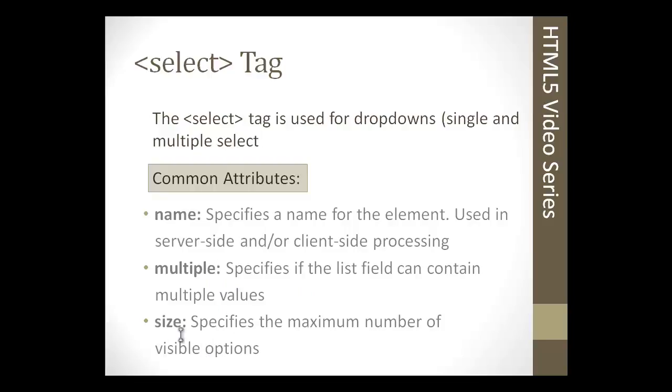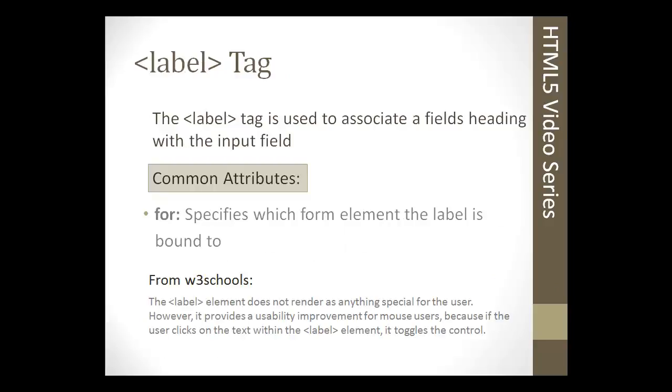And it also has the size attribute, which would specify the maximum of visible options. This would probably be used on the multiple type of drop-down, if they only wanted you to pick maybe two out of the five options or something like that. So that's the select tag.